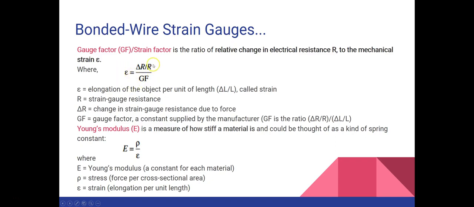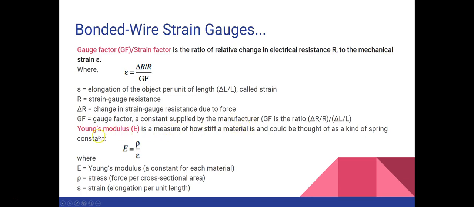And let's see what all these parameters are. So E is the elongation of the object per unit length, delta L by L, and it is also called strain. And then we have R, the strain gauge resistance, delta R, the change in the strain gauge resistance when the force is applied, and then GF is the gauge factor. It is a constant supplied by the manufacturer.